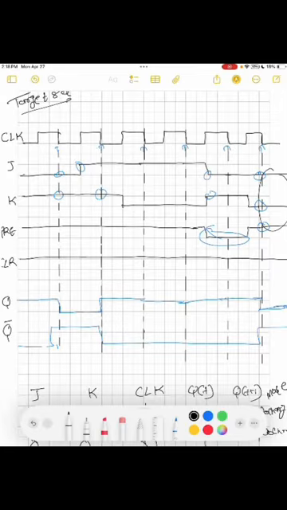So overall, the JK flip-flop changes only at the clock edge unless an asynchronous input like pre overrides the normal behavior. So thank you for watching the video. That was all from my side.